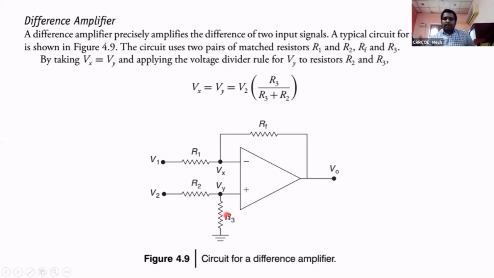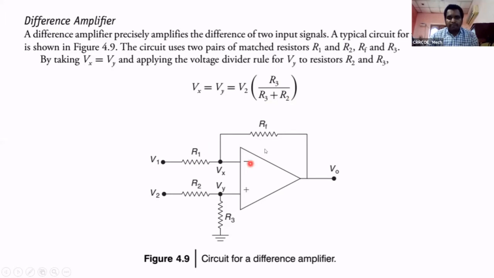According to the voltage dividing rule, you know that Vy is equal to V2 into R3 by R3 plus R2. Vy is at the middle between the two resistances. This equation is from the voltage division rule. Then Vx is equal to Vy is equal to V2 into R3 by R3 plus R2.